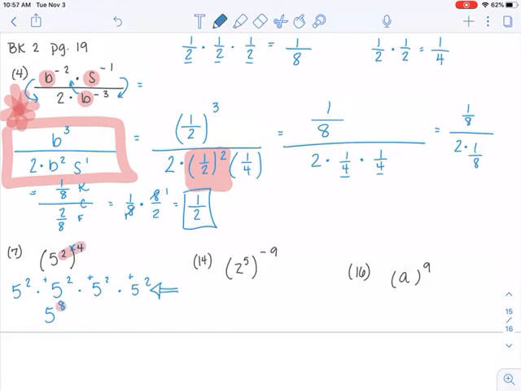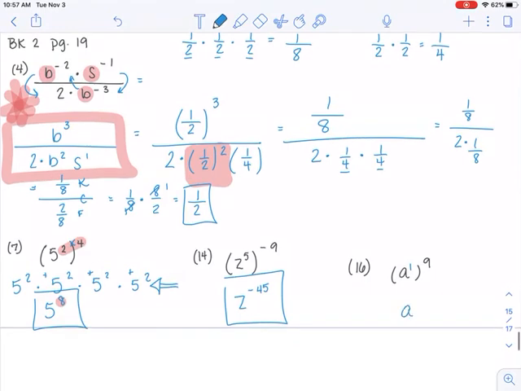All right, so for number 14, we have z, and then 5 times negative 9 is equal to negative 45. And that's all you do. All right, and then a, there is no exponent on the a. If there is no exponent, there is an imaginary 1. So 1 times 9 is going to be 9. So a to the 9th power. And that's all you're doing. You multiply them, and that's it.